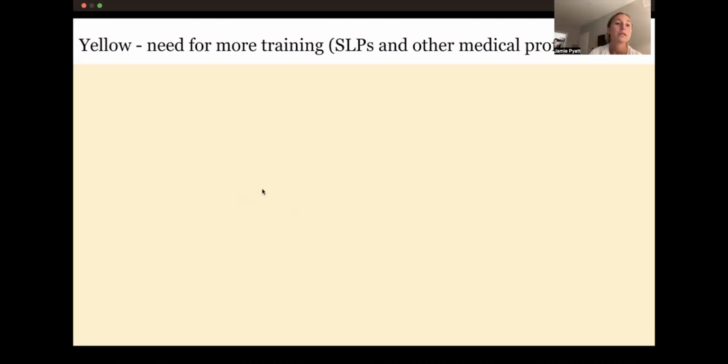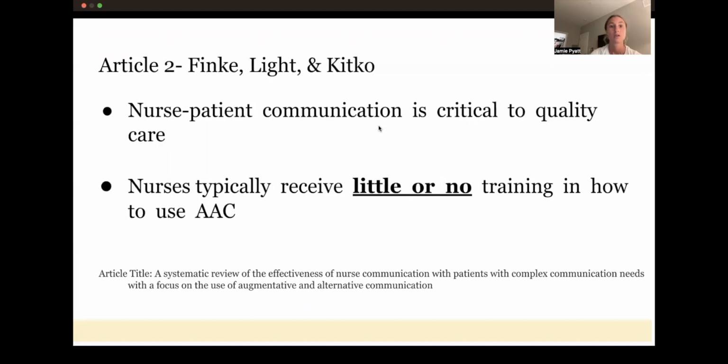Yellow is the need for more training for both SLPs and other medical professionals. Article 2 looked specifically at nurses and their interactions with patients, with communication and the use of AAC. A big theme here was that nurse-patient communication is critical to quality care, which seems quite obvious, but on the opposite side, nurses typically receive little to no training in how to use AAC with patients who may have complex communication needs.